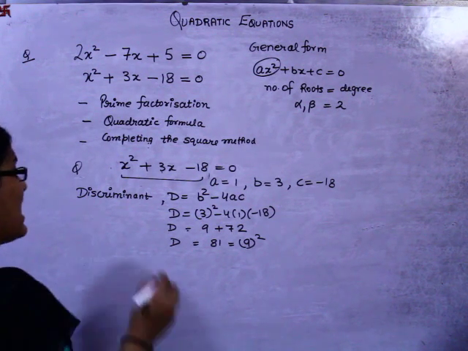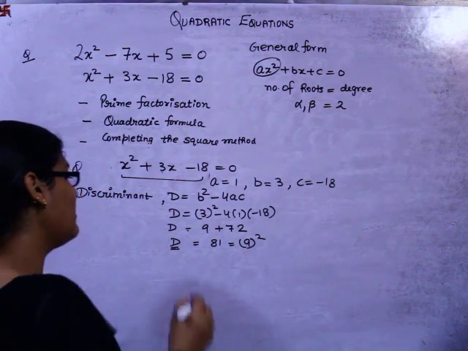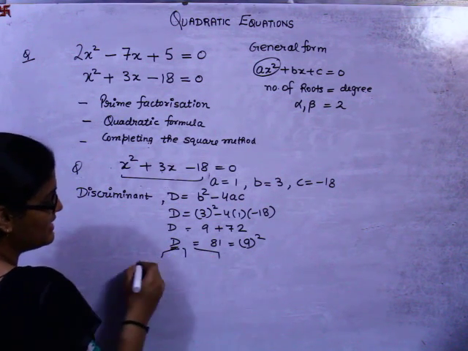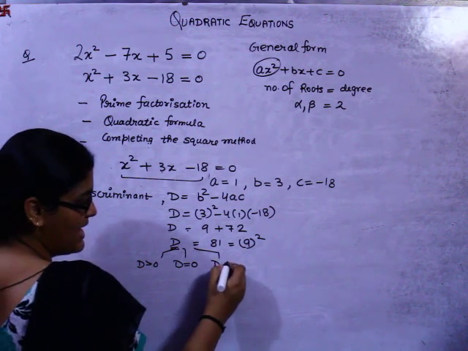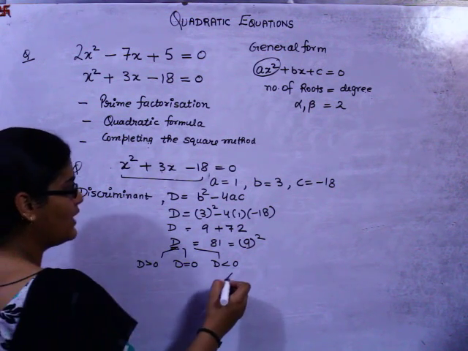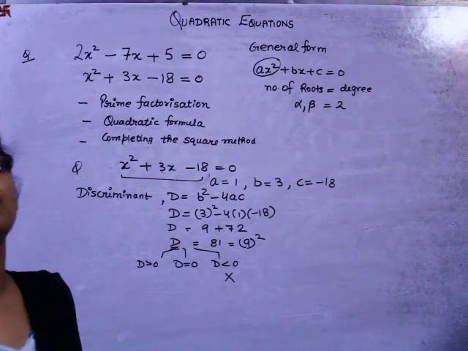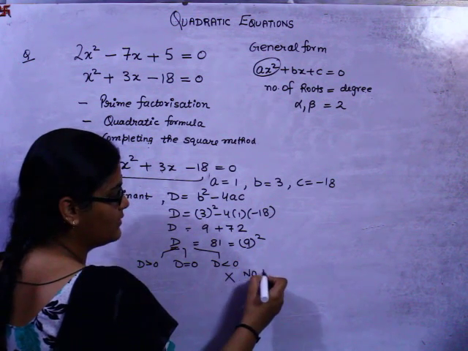Okay. Now this is only the discriminant. There are three cases of any discriminant value. It may be greater than 0, it may be 0, it may be less than 0. So when it is less than 0, there is no need to find the roots because real roots don't exist. There will be no real roots.